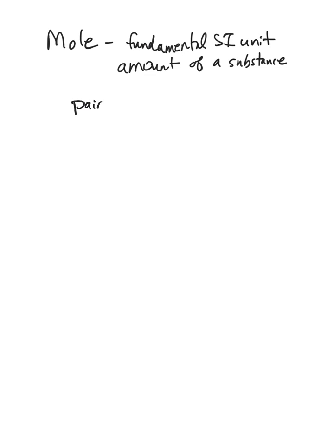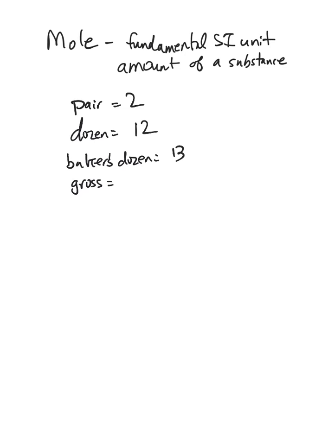When you talk about a pair of objects, you're talking about having two of them, a pair of shoes. Talk about a dozen, you've got 12 of them. Maybe you've heard of a baker's dozen, which means you've got 13 items of whatever it is that you're talking about. A gross is a dozen dozen, or 144. You might have a gross of pencils, for example.